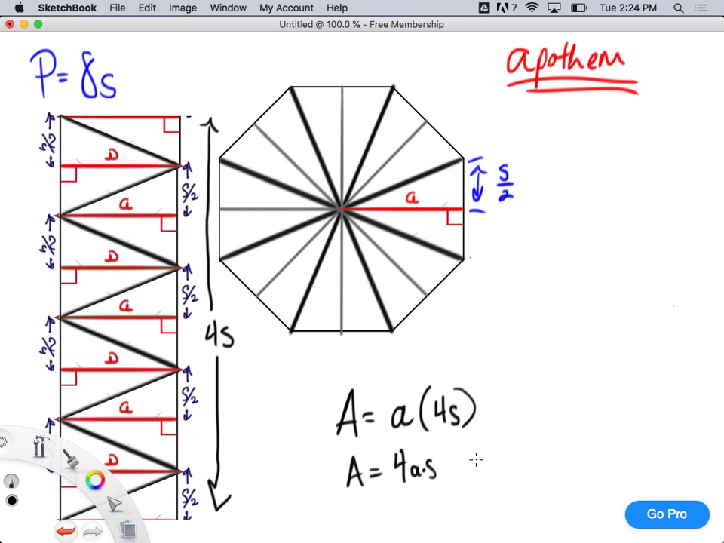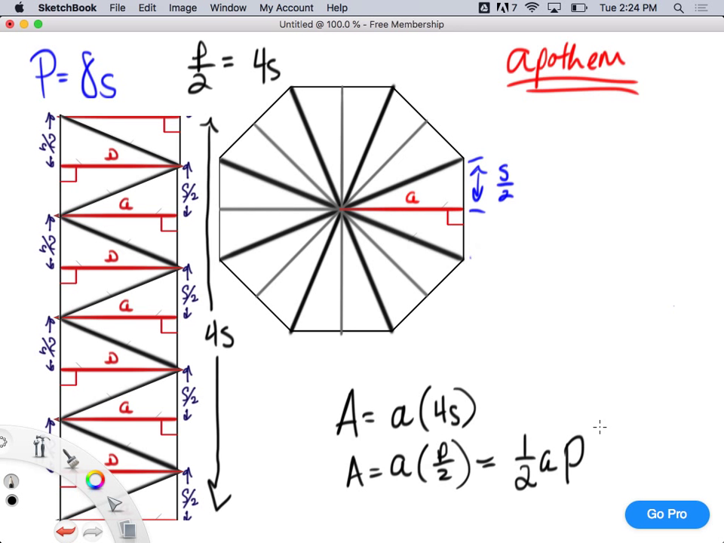Let me bring it back to this. If the perimeter is 8S, then what's perimeter over 2? 4S. P over 2 is 4S. Does that make sense? So I can replace 4S with P over 2. So the area is 1/2 the apothem times the perimeter.